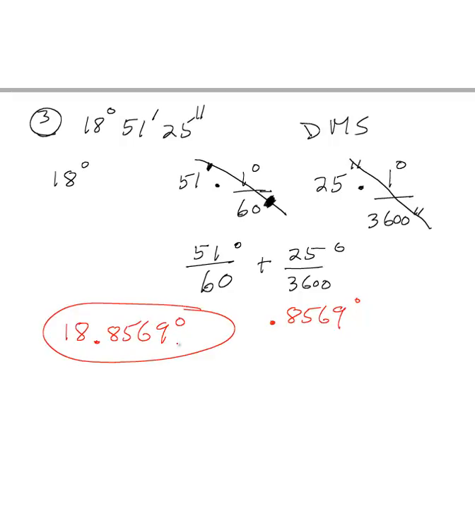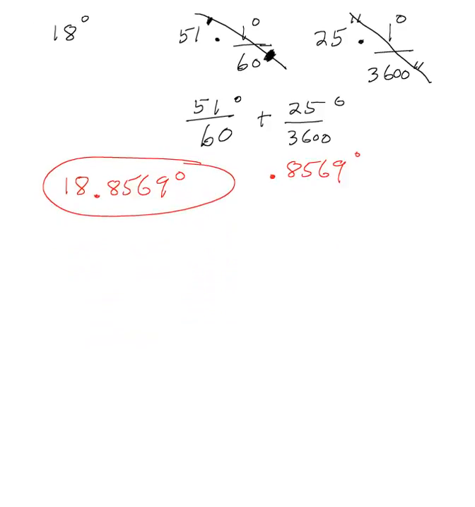Now, on all of these, you're going to look at your directions. They may ask you to round to 2 decimal places. They may ask you to round to 4 decimal places. So whatever they're asking for, that's what you're going to have to do. One more example.